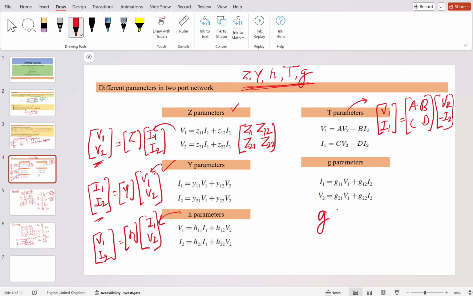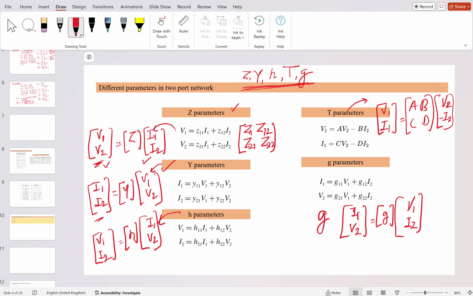What about the G parameter? What are the input parameters here? I1, V2 is equal to the G matrix times V1, I2. These are the simple things. You just have to remember what the input parameters are basically. This is the most important thing to check and to cover the questions. If you want to take a screenshot, you can take that.